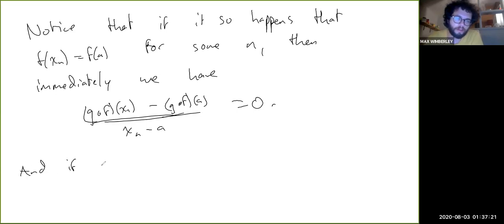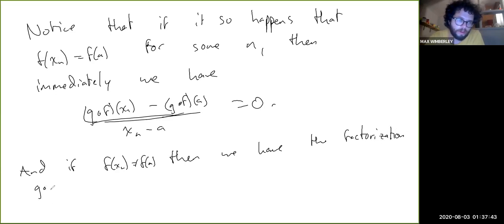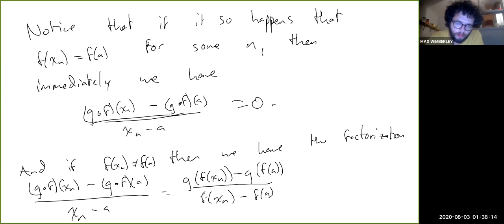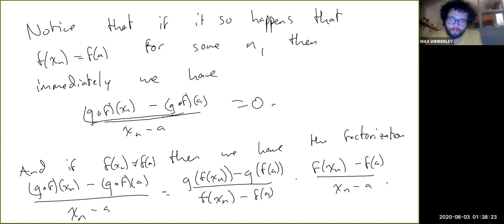And if xn is not equal to A, if f of xn is not equal to f of A, then we have the factorization: g compose f of xn minus g compose f of A over xn minus A equals the factorization we were using before, so g of f of xn minus g of f of A over f of xn minus f of A, times f of xn minus f of A over xn minus A, right?